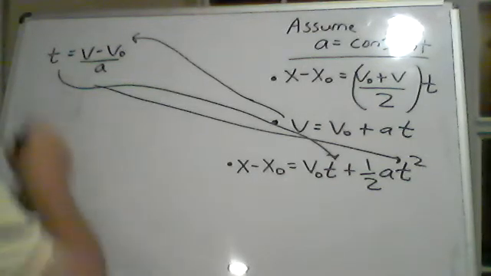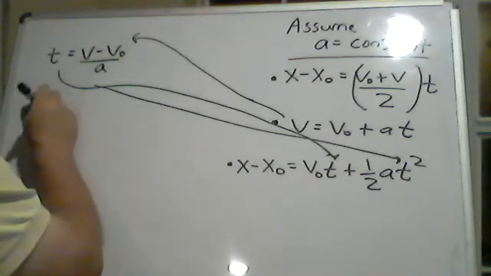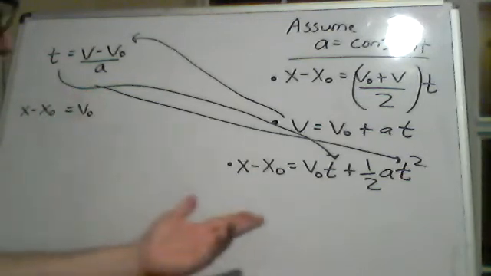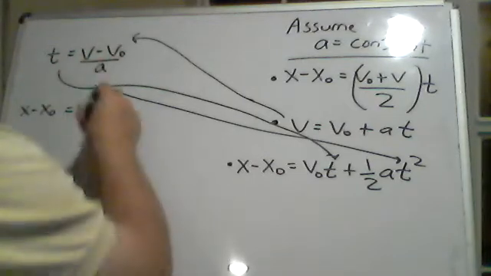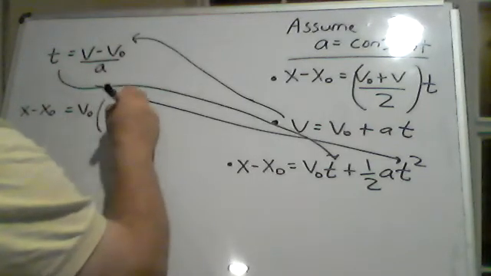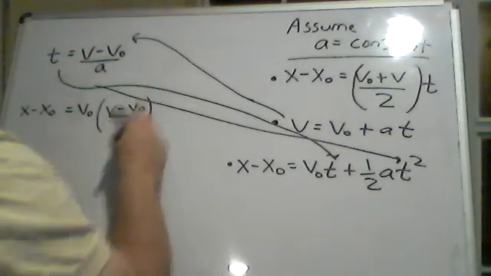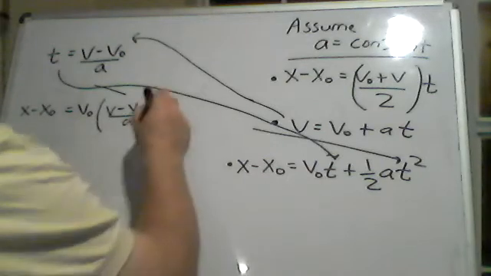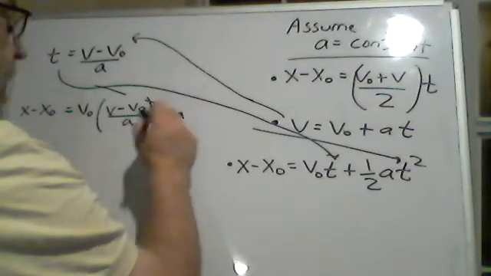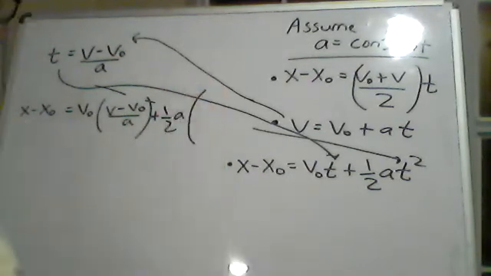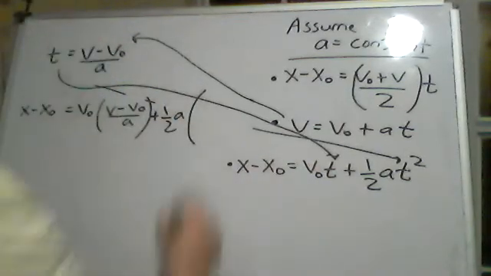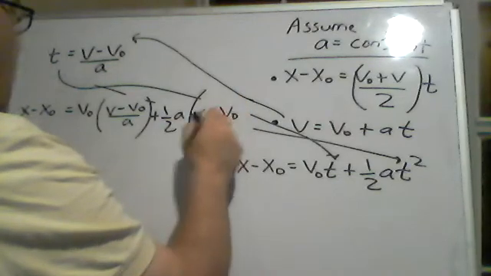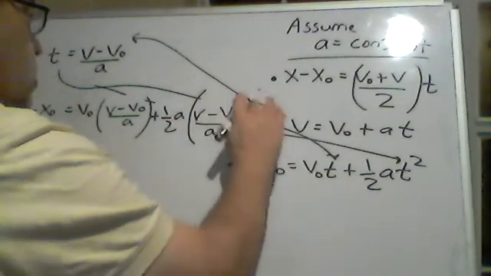All right, so if I do this, I get x minus x naught is v naught. I don't want to put t. I want to put its equivalent, which is v minus v naught over a. Okay? And then I want to add 1/2 a, and then t squared, put the equivalent in here: v minus v naught over a quantity squared.